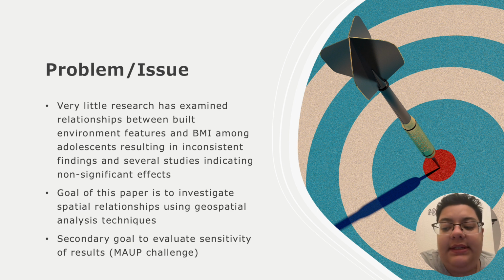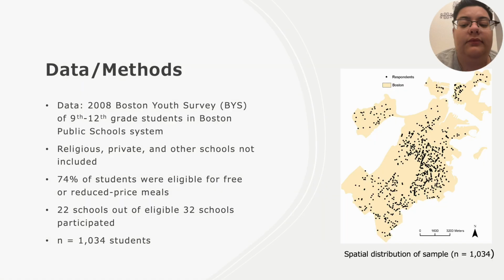Now I will briefly discuss the problem or issue as mentioned in the article that this paper seeks to investigate. Since little research has investigated the relationships between BMI and built environment features in adolescence, the goal of this paper is to investigate these spatial relationships using geospatial analysis techniques. A secondary goal is to evaluate results sensitivity. It is possible that aggregate models can mask important relationships for certain population subgroups and increase likelihood of non-significant findings.